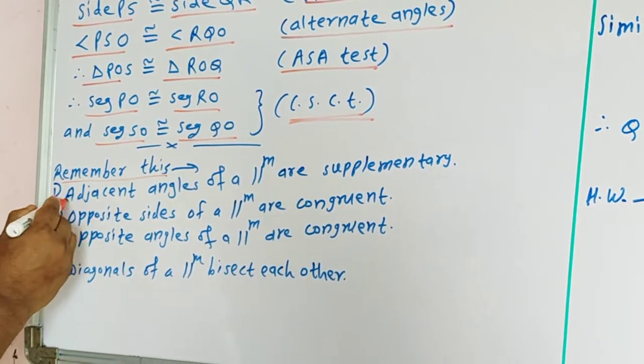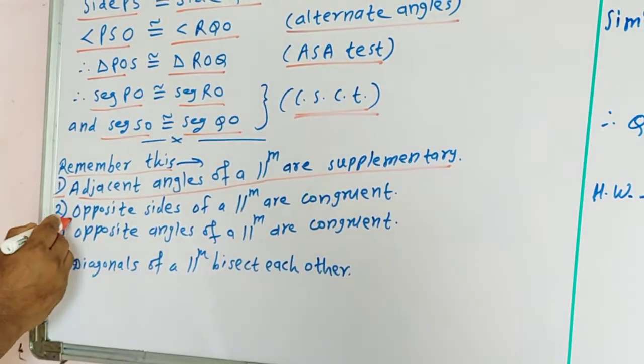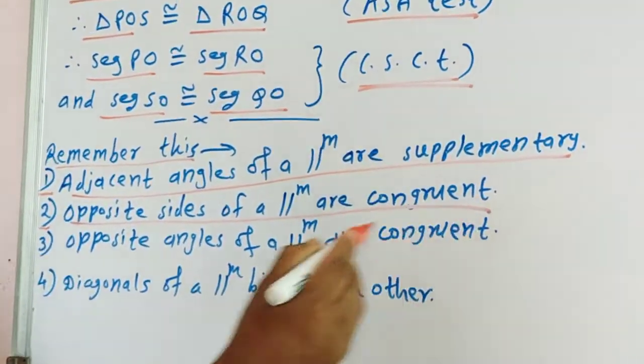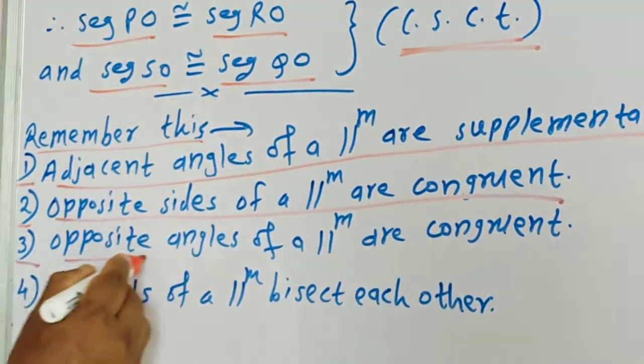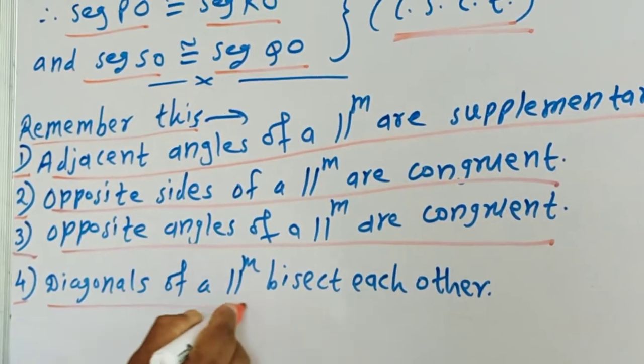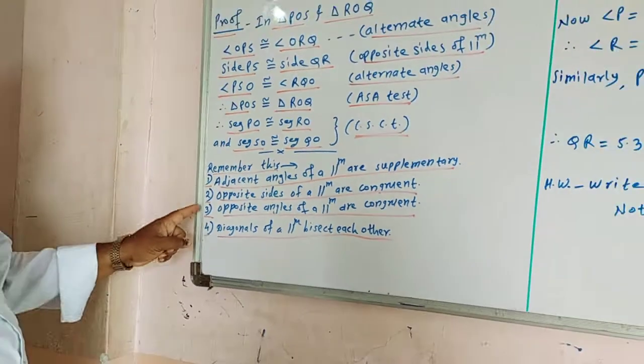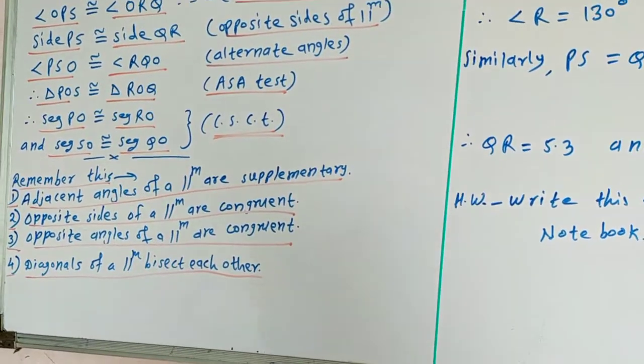Now remember these 4 points. Number 1, adjacent angles of a parallelogram are supplementary. Second, opposite sides of a parallelogram are congruent. Third, opposite angles of a parallelogram are congruent. And fourth, diagonals of a parallelogram bisect each other. We want these properties for solving sums.